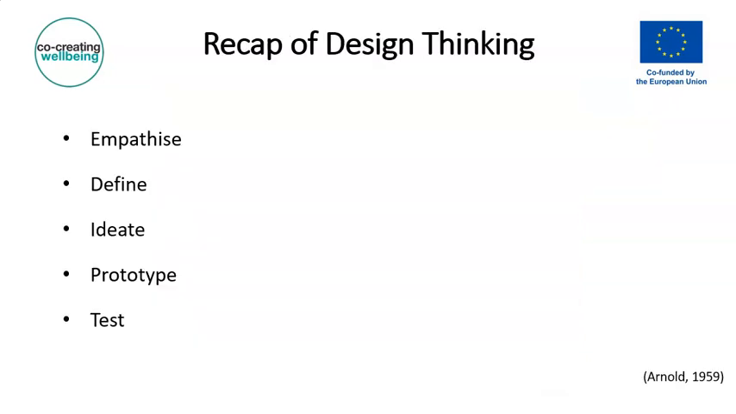To recap the stages of design thinking, as part of the project, we want to empathise, to understand the needs of the people we are trying to help and support. We want to define the problem. We want to ideate solutions with our co-creators, and then we want to prototype and test those solutions to see how fit for purpose they are.